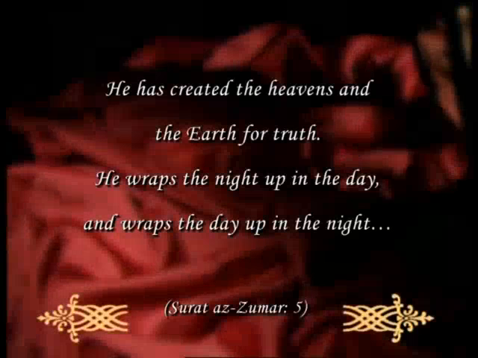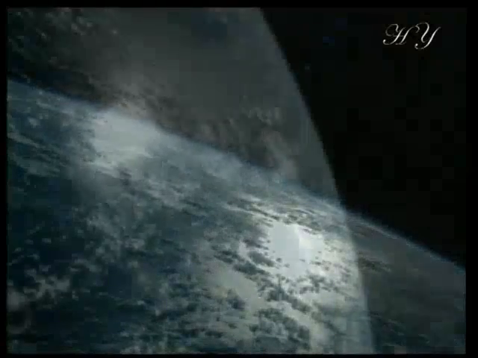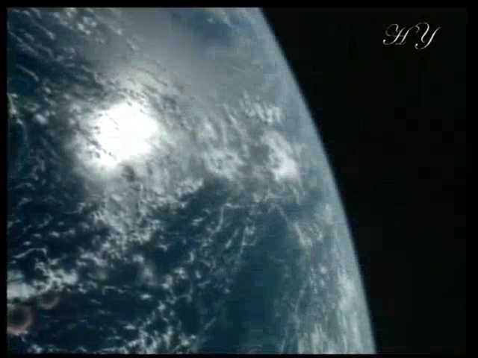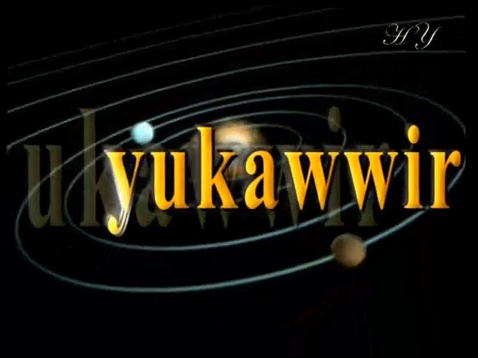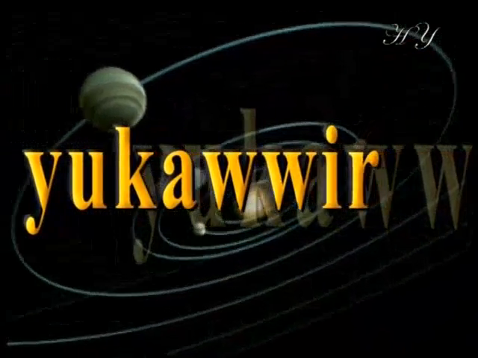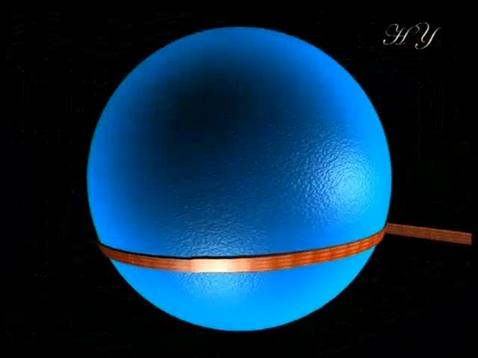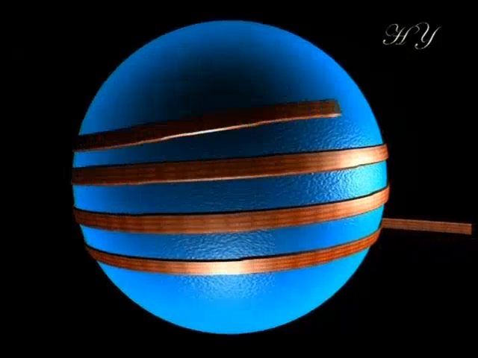"He has created the heavens and the earth for truth. He wraps the night up in the day and wraps the day up in the night." The Arabic word that is translated as to wrap in this verse is yukawir. In English, it translates as to make one thing lap over another, folded up as a garment that is laid away.